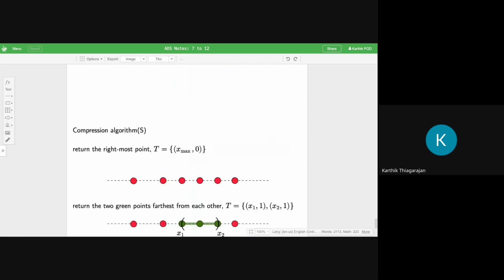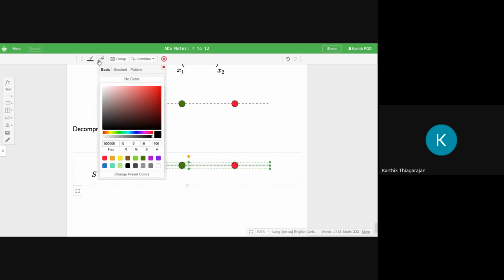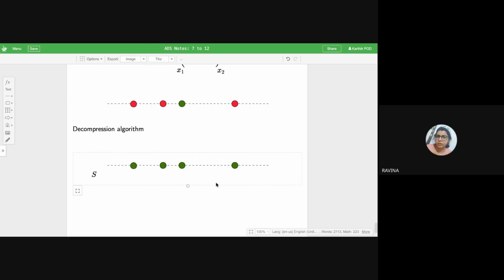Okay, let me realize the situation that you are asking. All 4 points are green. That is S, right? So S is the set where you have 4 green points. Is that correct? But sir, we take a sample in compression, and in decompression, all the points we have to consider.